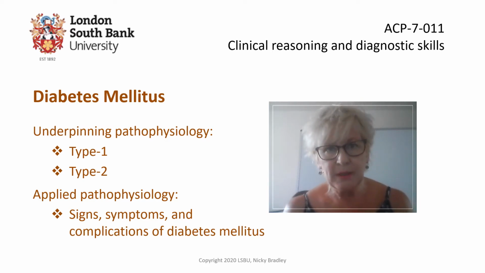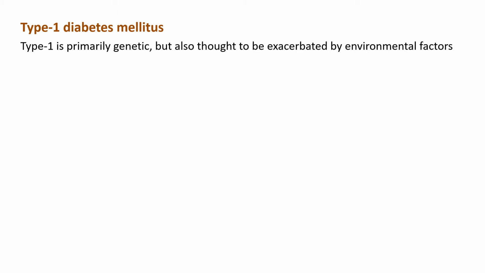In the second part of this video, we'll look at the applied pathophysiology. So we'll look at the most common signs and symptoms and how that underpinning pathophysiology then causes those signs and symptoms, if we know at all. We'll also talk about diabetic complications because, of course, this is a big issue in terms of diabetes. So, without further ado, let's start with type 1.